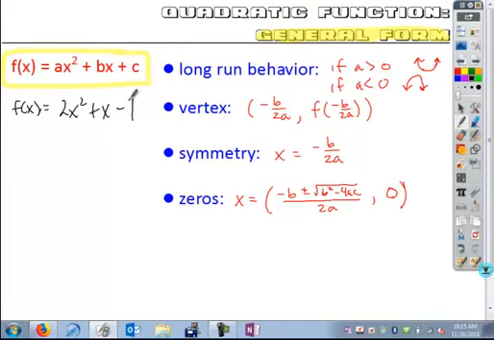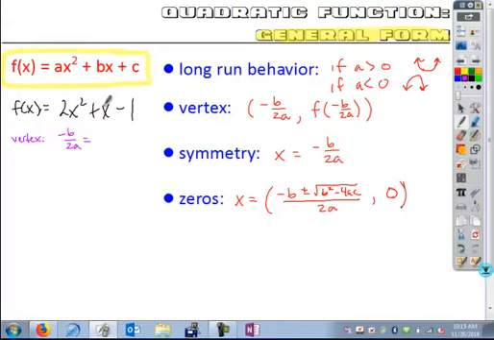All right. So if we took this function right here, and we wanted to identify the different pieces of information that it's asking us here. Okay, so the first thing that we might find is the vertex. To locate the vertex of this, what we're going to do is take negative b over 2a.